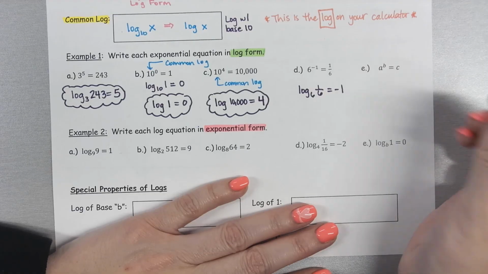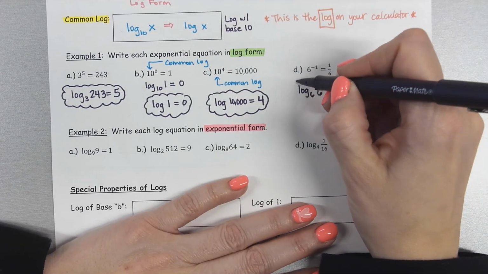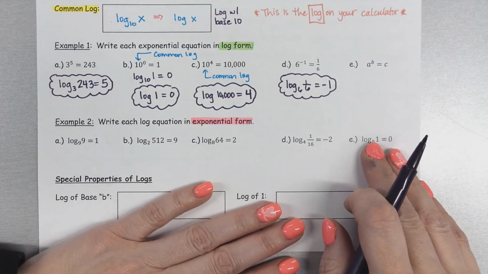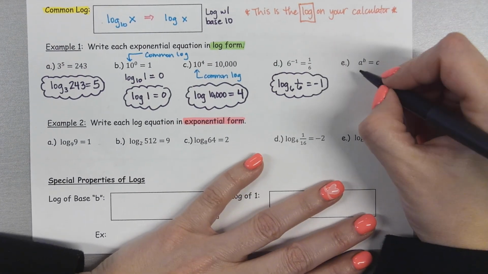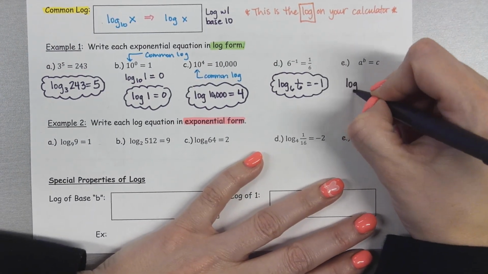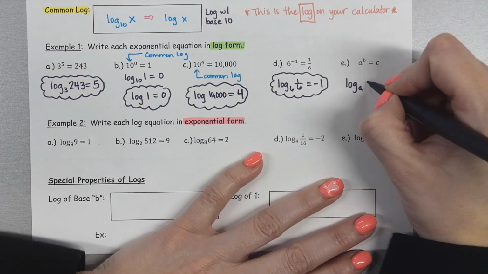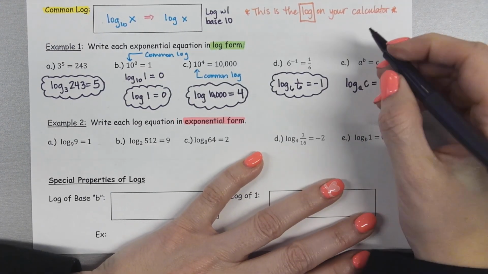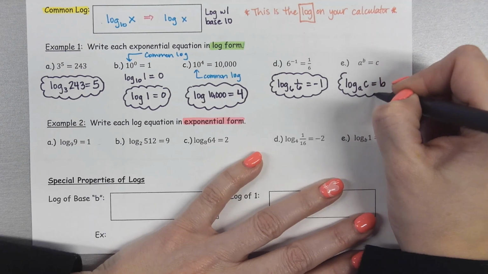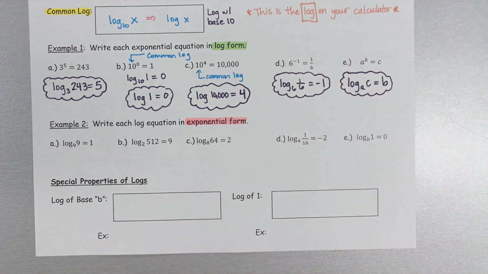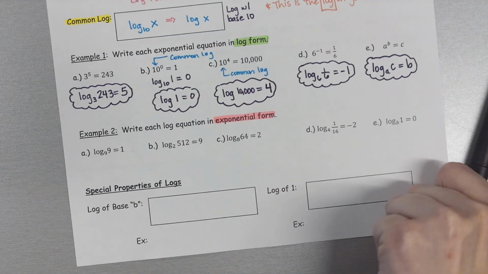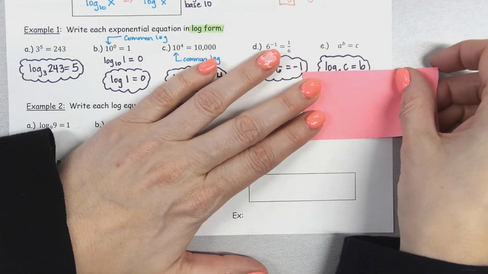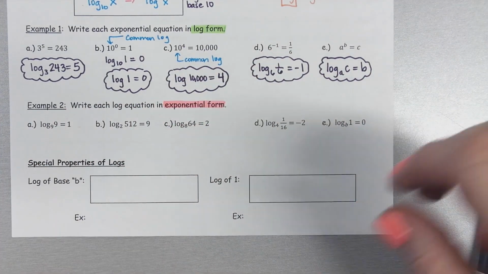That's log base 6 of 1/6 is equal to 1. Okay, and then Akul, what'd you get for part E? Log base C. Good. Okay, so log base A of C is equal to. Okay, and again, I just want you to do a quick check and make sure that C and D are on the same line.